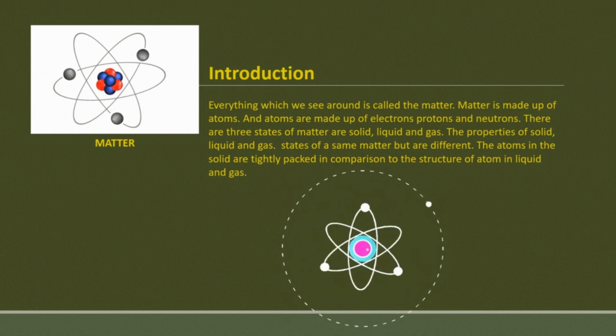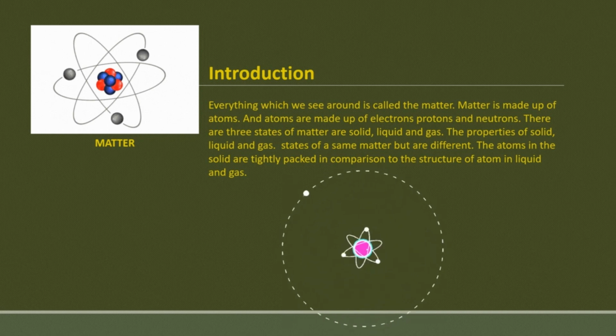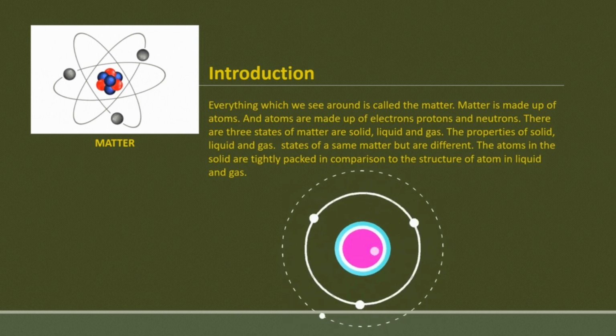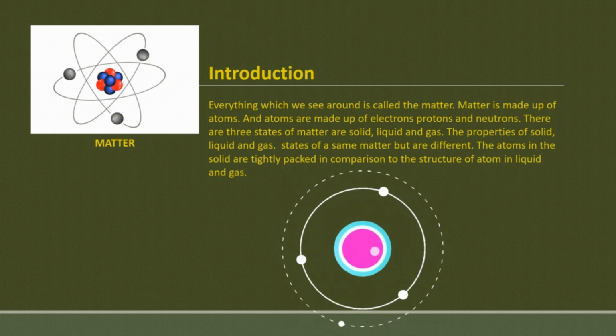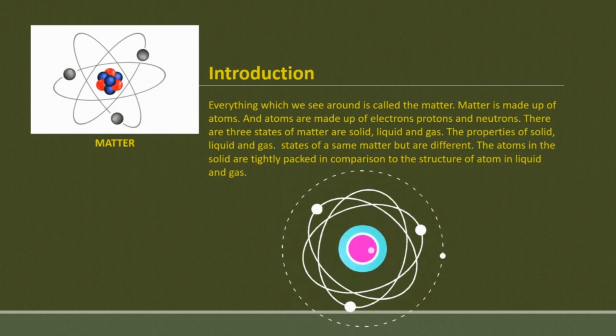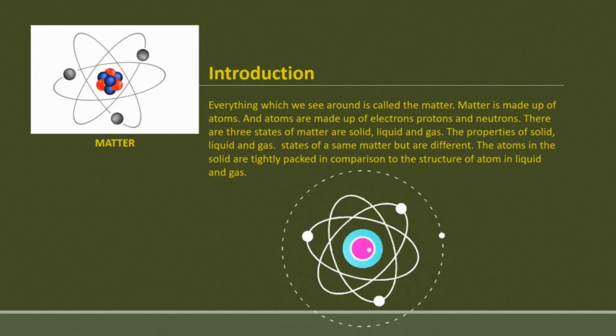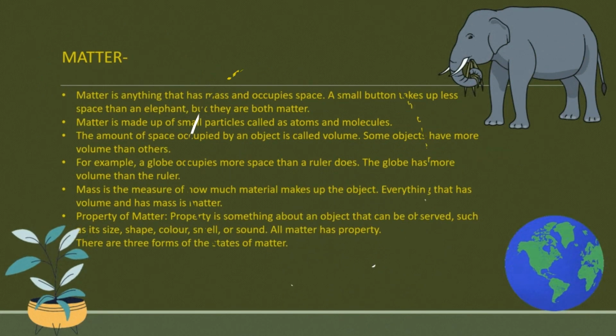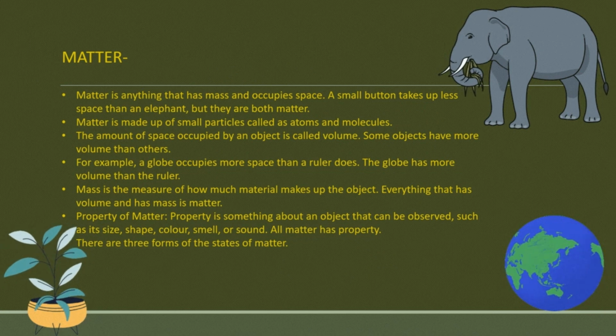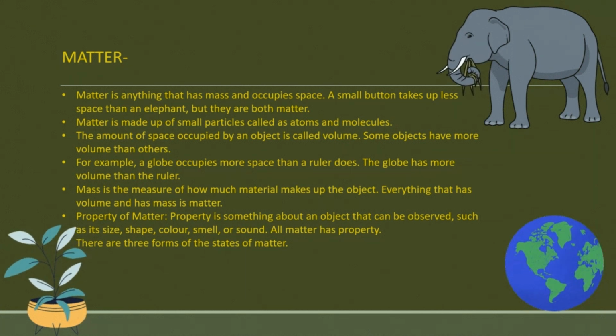The properties of solid, liquid, and gas, which are states of the same matter, are different. The atoms in a solid are tightly packed in comparison to the structure of atoms in liquid and gas. Matter is anything that has mass and occupies space.